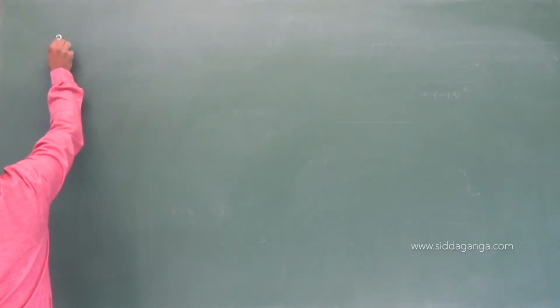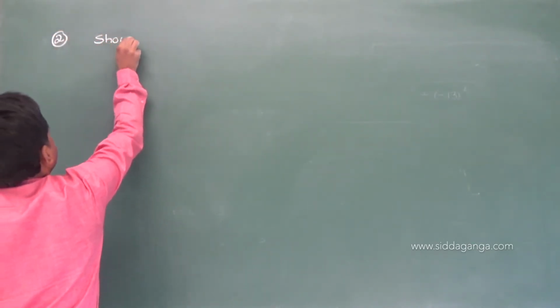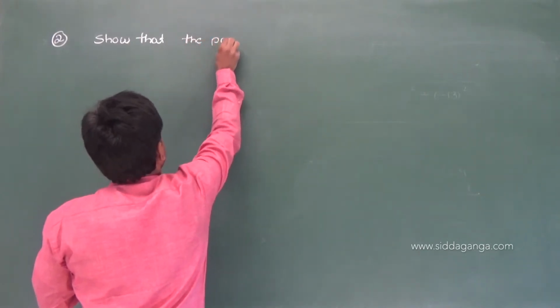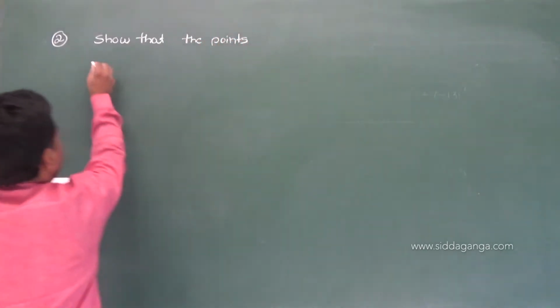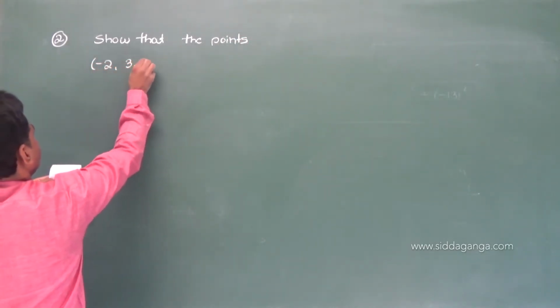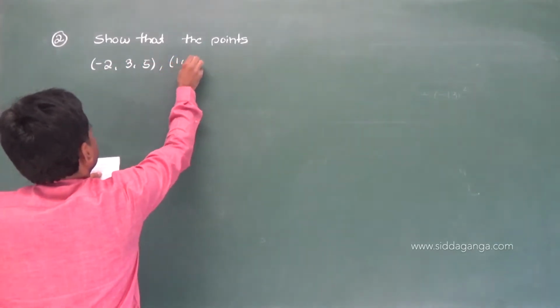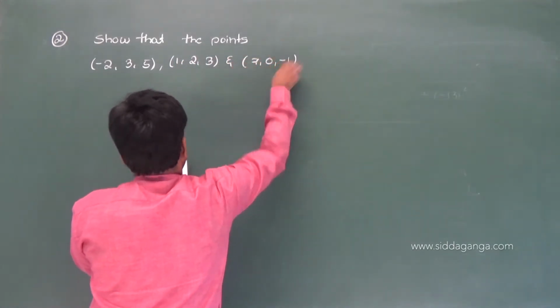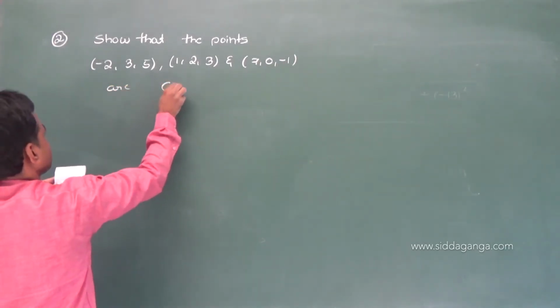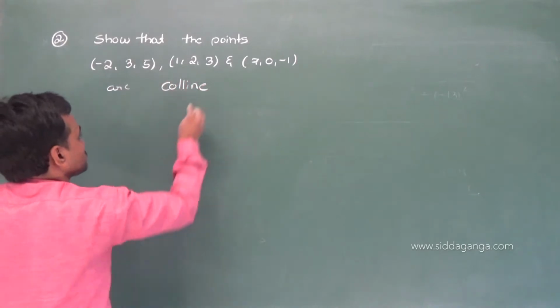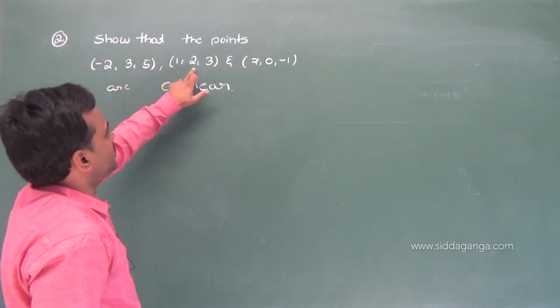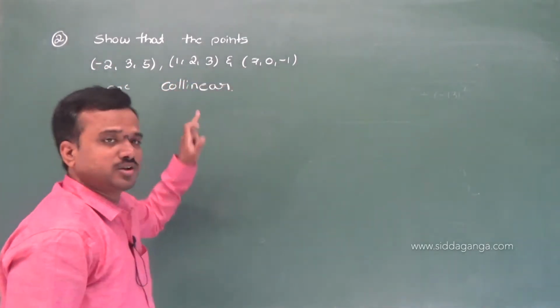So what here? Second type of problem. Show that the points, very important concept, you already know this one also. The points (-2, 3, 5), (1, 2, 3) and (7, 0, -1) are collinear. Show that these 3 points, (-2, 3, 5), (1, 2, 3), (7, 0, -1) are what?